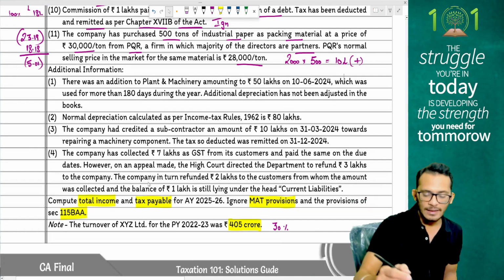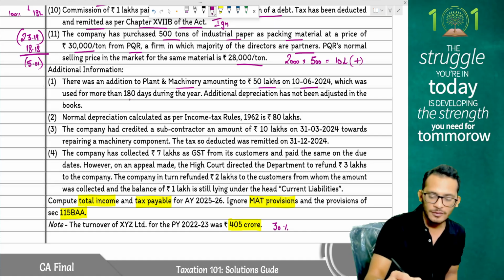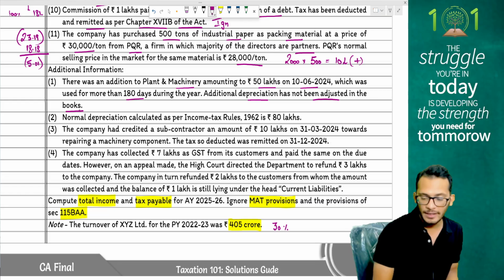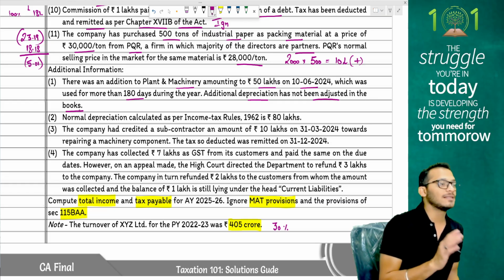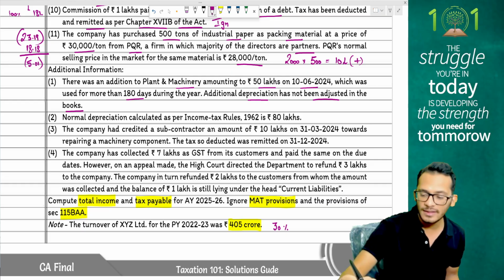Additional information says there was an addition to plant and machinery amounting to 50 lakhs on 10th June 2024, which was used for more than 180 days during the year. Additional depreciation has not been adjusted in the books. So which means they are saying my additional depreciation is pending to be analyzed. Notice the date, people, carefully.